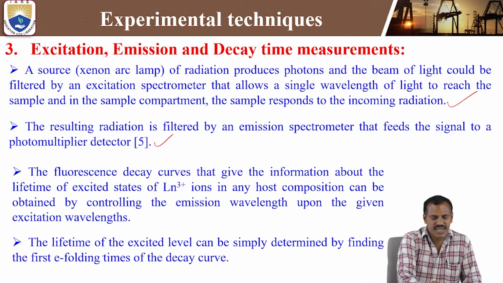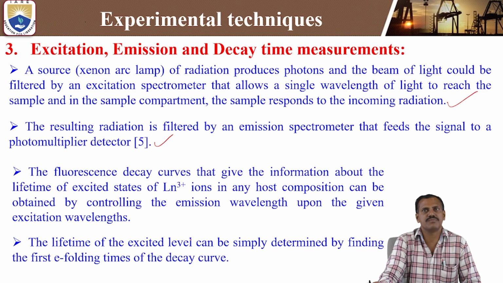The lifetime of the excitation level can be simply determined by finding the first e-folding time of the decay curves. By using the lifetime measurement signal and the first e-folding time of the decay curve, we can calculate the lifetime of each and every lanthanide ion. We can measure this by using the fluorolux spectrophotometer.